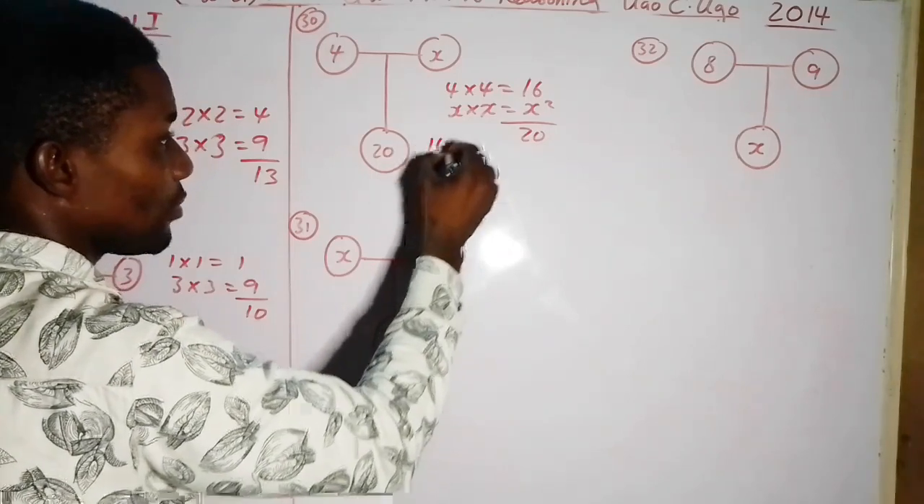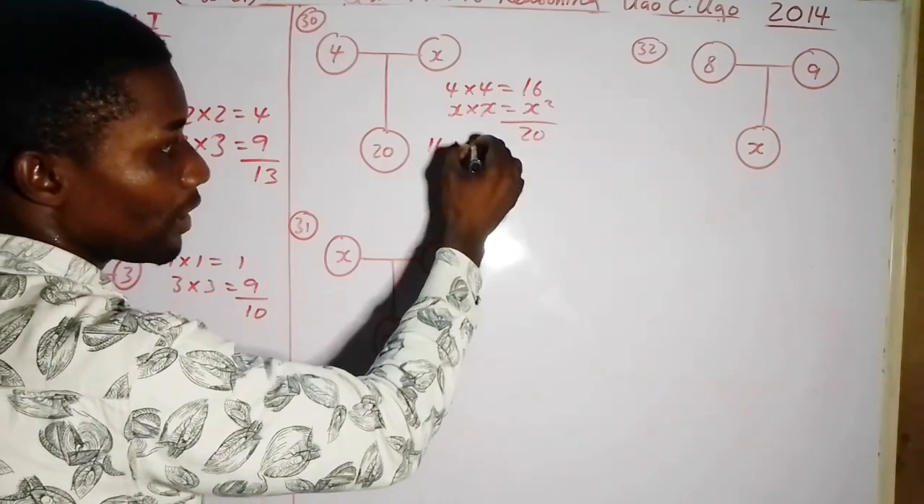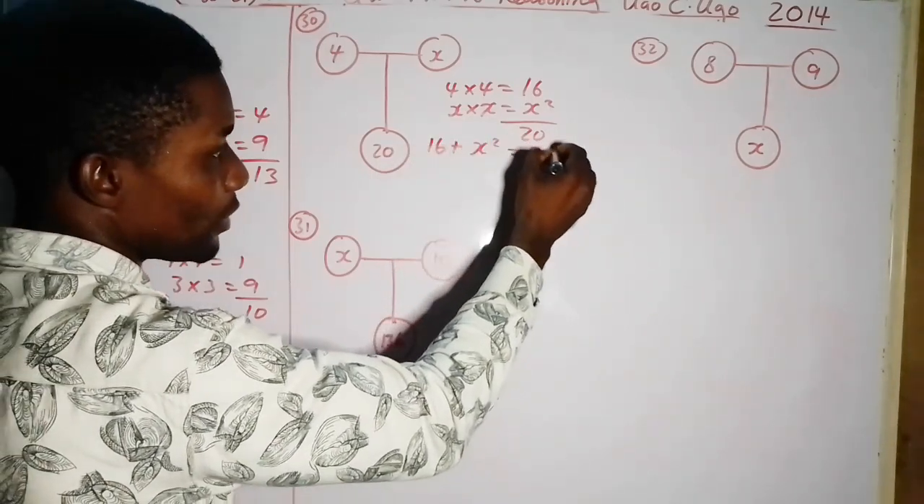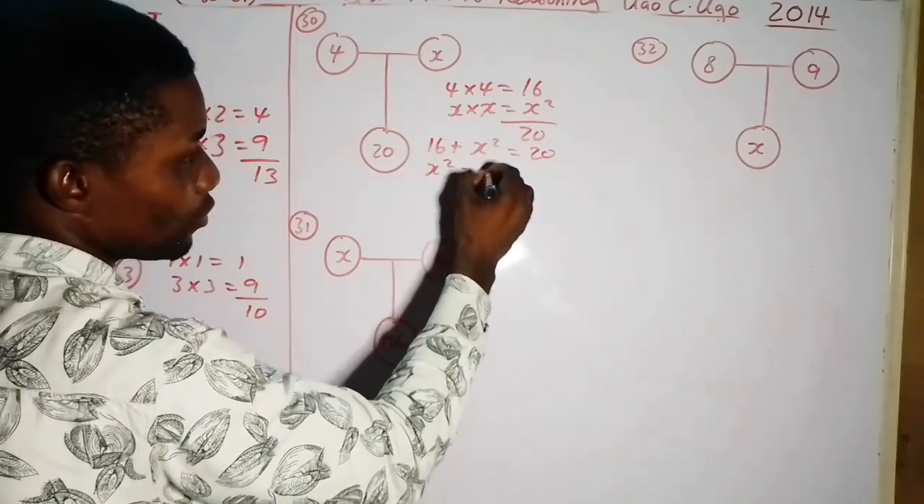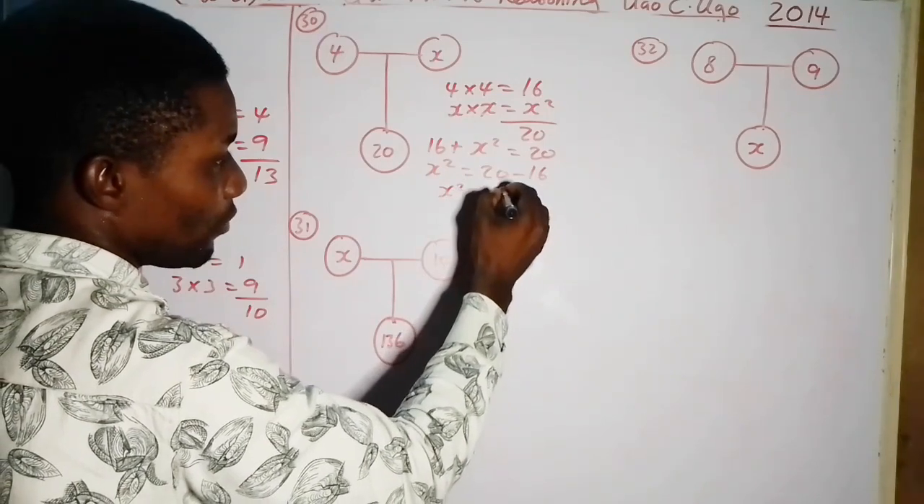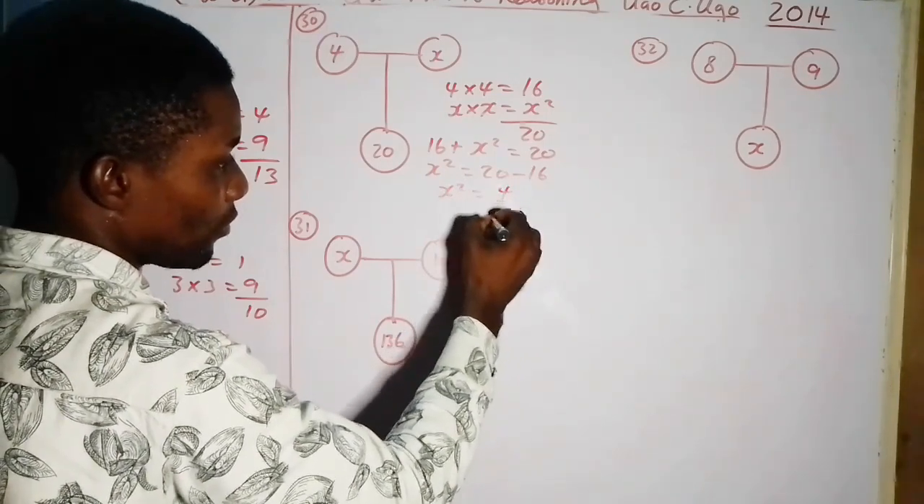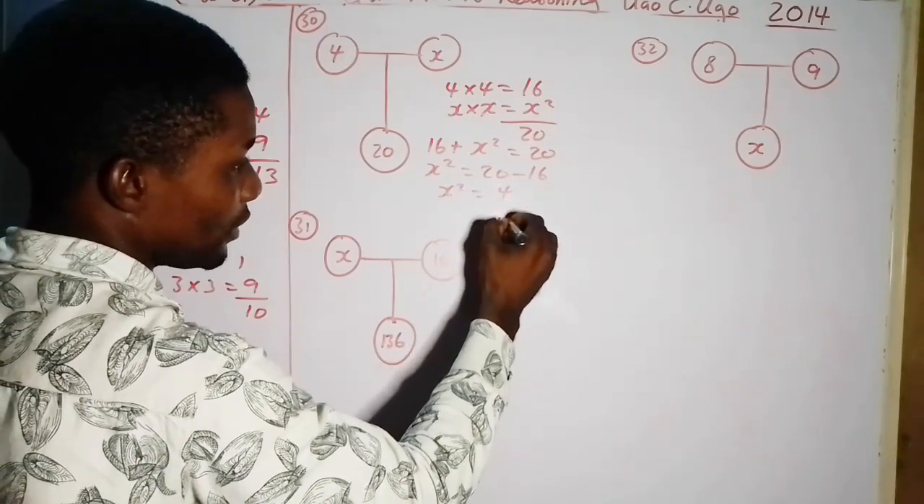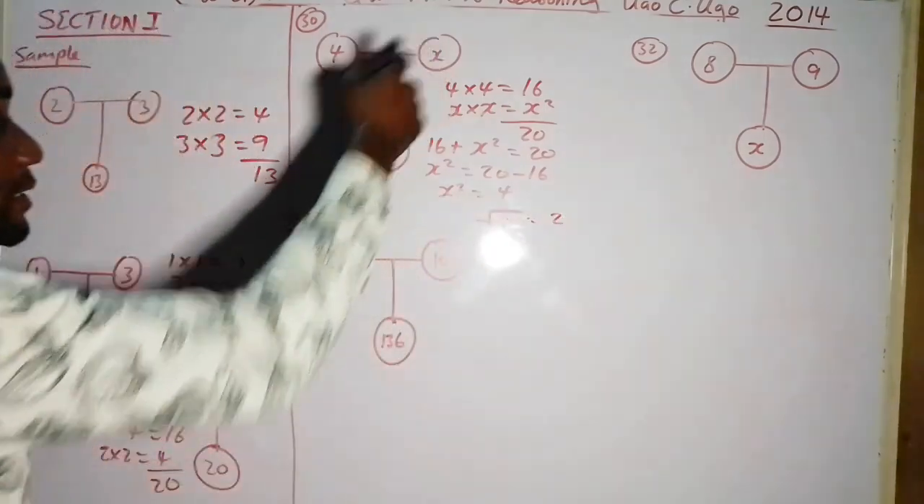So we turn it into a simple equation. We have 16 plus x squared equals 20. So we say x squared equals 20 minus 16. So we have x squared equals 4. What's the square root of 4? The square root of 4 is 2. So our x here is 2.